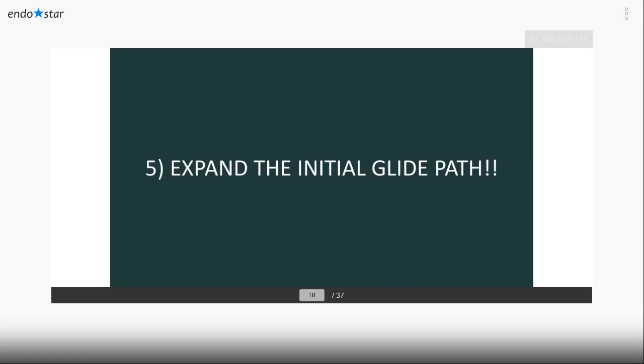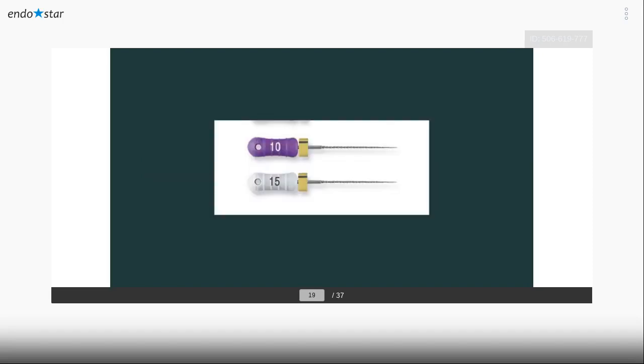Now, some clinicians, after using the 10K file, like to use the 15K file before starting rotary systems. In my opinion, the 15K hand file is the most dangerous tool that we can use while doing endodontic treatment. The 15K file is a 50% jump in the ISO size from 10K. Plus, the 15K stainless steel file is a stiff instrument. The chances of a clinician creating a ledge is very, very high when we use the 15K file.